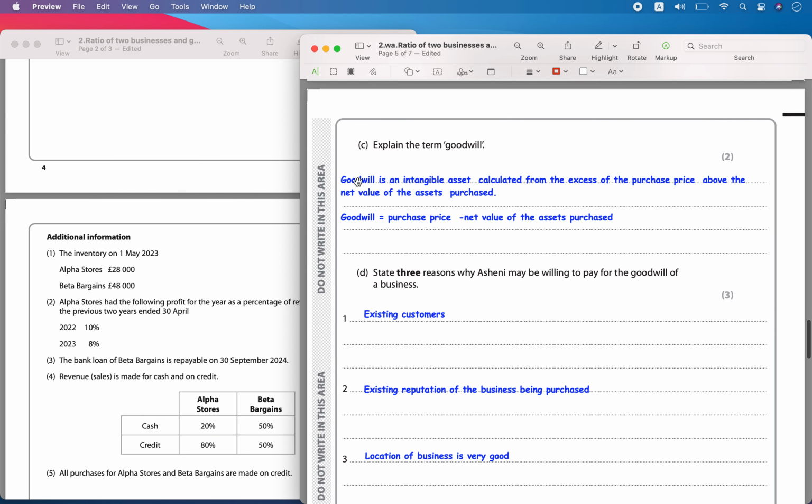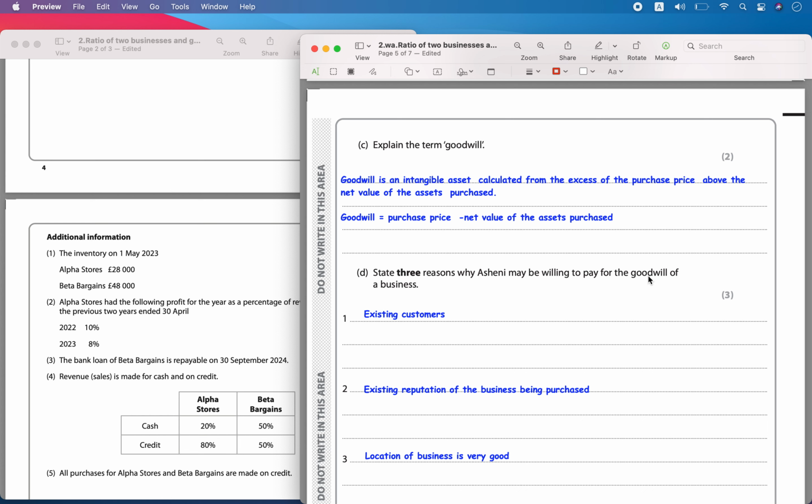Explain the term goodwill, Part C. Goodwill is an intangible asset calculated using this formula: purchase price minus the net value of the assets purchased. So it is offered more than its net value. If the purchase price is offered above that, the difference is called goodwill.